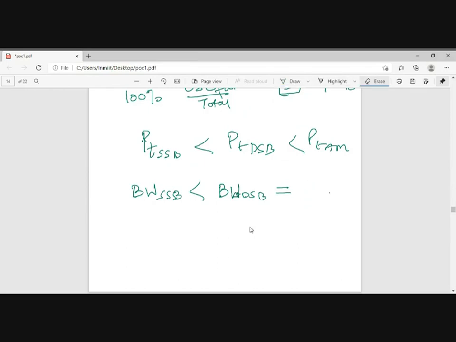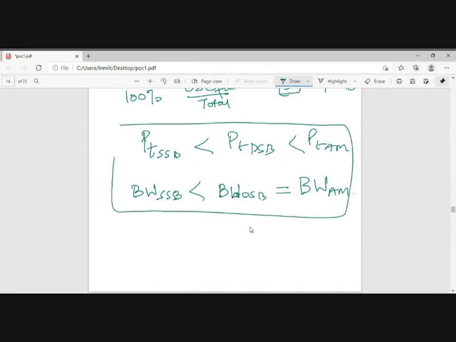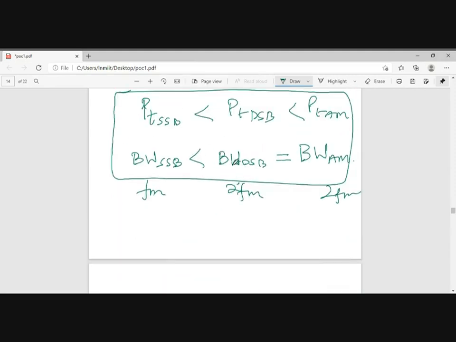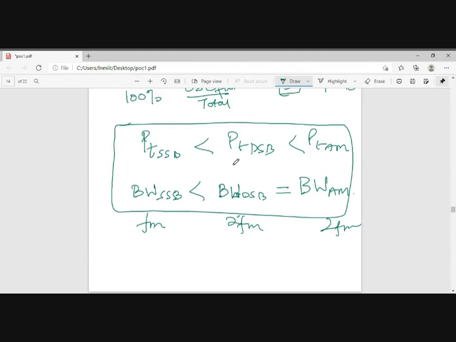जिनको कंफ्यूजन हो पूछ ले, एक एक से नहीं पूछा जा सकता. ये पॉइंट्स क्लियर है? ठीक है. बैंडविड्थ एसएसबी की एफएम होती है, इसकी 2 एफएम होती है, इसकी 2 एफएम होती है. So I hope this is clear, because in quizzes these types of questions generally arise.